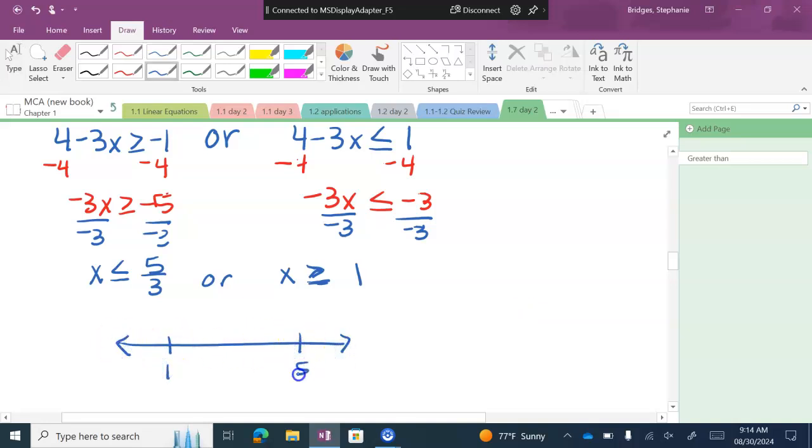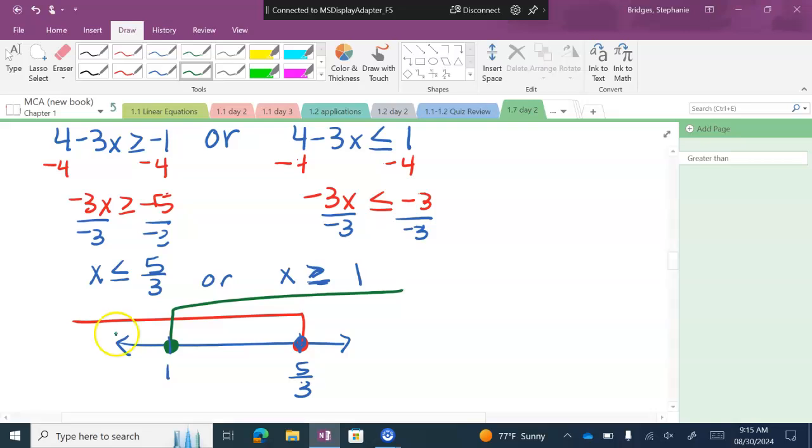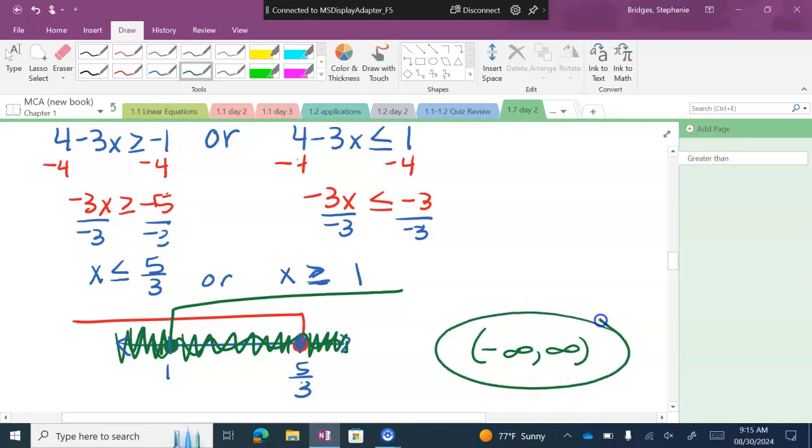If you're not sure, change it to a decimal. If I am less than or equal to 5/3, that is going to be closed and going to the left. If I am greater than or equal to +1, that is closed and going to the right. The word is or, so that means I only need one of them to be true. Can I shade on the left side? Can I shade in the middle? Can I shade on the right side? My circles are already closed, which means that whole line has been shaded, so this would be, yep, all real numbers, -infinity to +infinity.